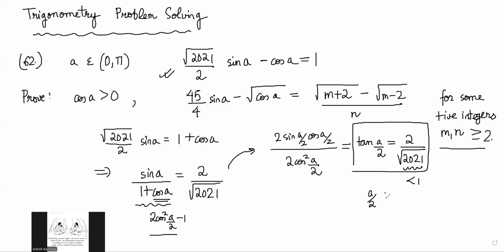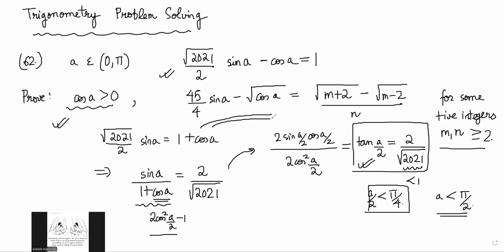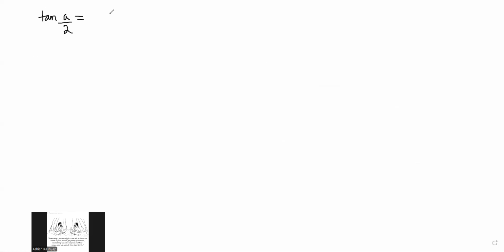So A by 2 angle is less than pi by 4, right? So A angle will be less than pi by 2, which means cos A is positive. So part of it is done by just looking at this value. Then now we have to figure out the rough value of this thing. We know this, we have to figure out this, right? So we have tan A by 2 given as 2 over root 2021.